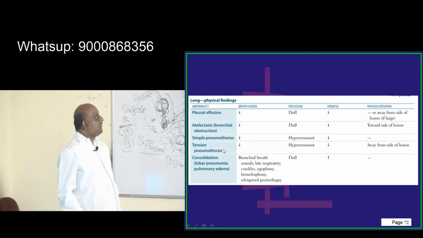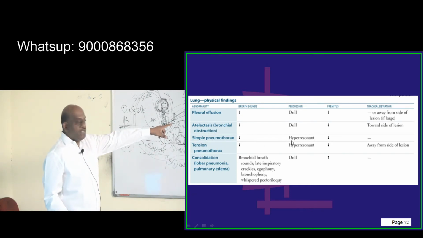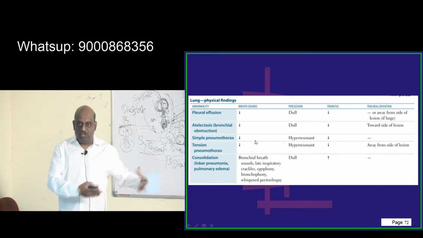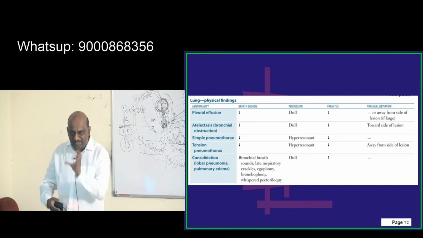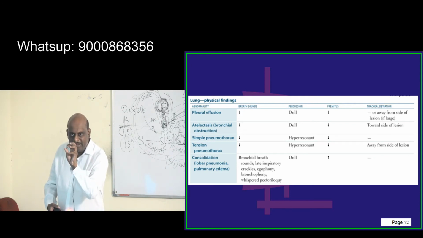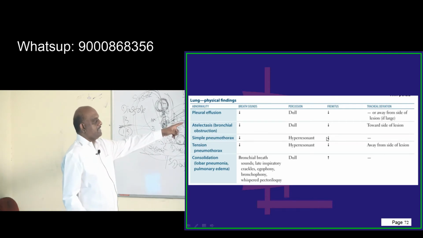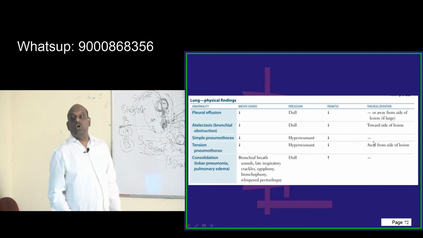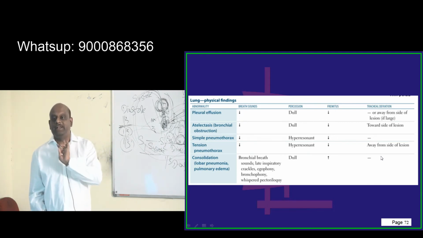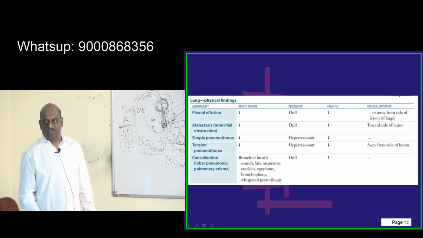If it is a pneumothorax, what will happen? Simple pneumothorax. It will be hyperresonant. Breath sounds are absent because the whole pleural cavity is full of air, compressing the lung into a small part. It is not expanding, so no breath sounds. So it is hyperresonant on percussion. Fremitus is decreased, but it is called simple because trachea is not yet deviated. But the moment trachea got deviated, you call it tension pneumothorax.